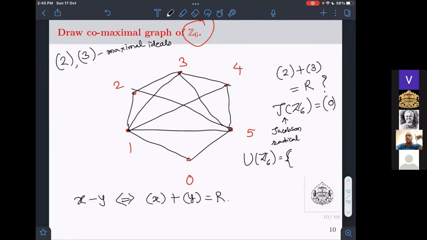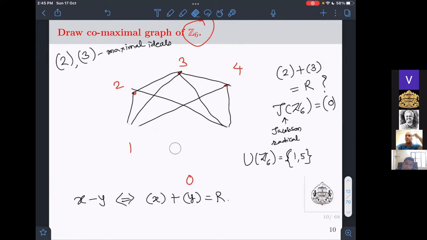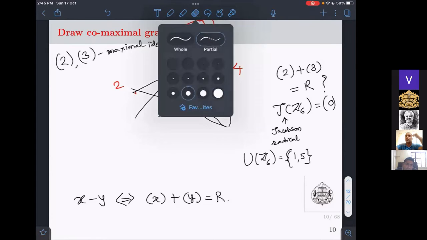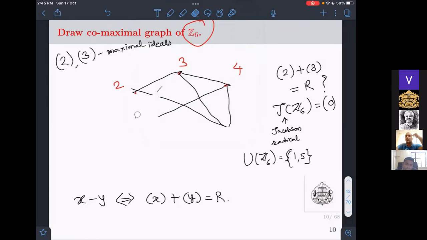And what are the units? One and five. Yes. So now, if I remove these three vertices, 1, 0 and 5, then what is left is a smaller version. This will be a graph now. 2 is adjacent to 3 and 3 is adjacent to 4. So this will be a graph.